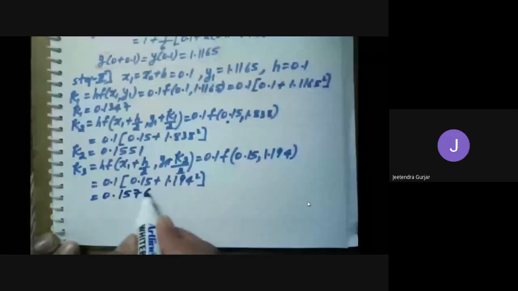Sir, how did you get x1 as 0.15? x1 is not 1.15 here. It is x1 plus h upon 2. x1 is 0.1 plus h is nothing but 0.1. So 0.1 divided by 2 is 0.05, plus x1, that is 0.1. So 0.1 plus 0.05. Okay, sir. Thank you.